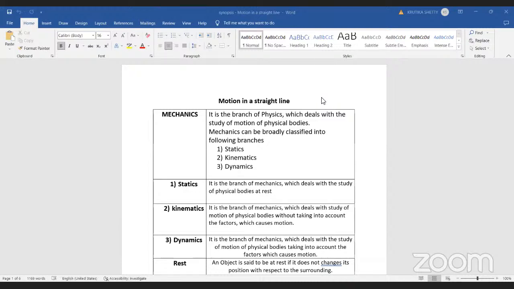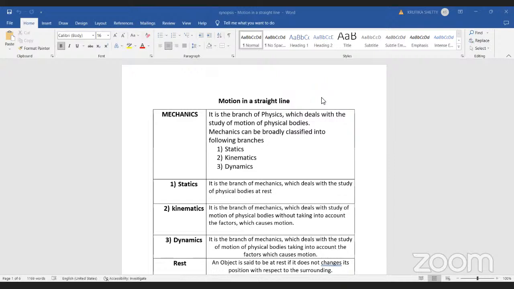Then here mainly we will deal with some of the terms like distance, displacement, speed, velocity, acceleration, types of velocity, speed, and then the velocity time graph. The main focus of this lesson is the velocity time graph. Using the velocity time graph, we will derive the equations. So let us start with the class.